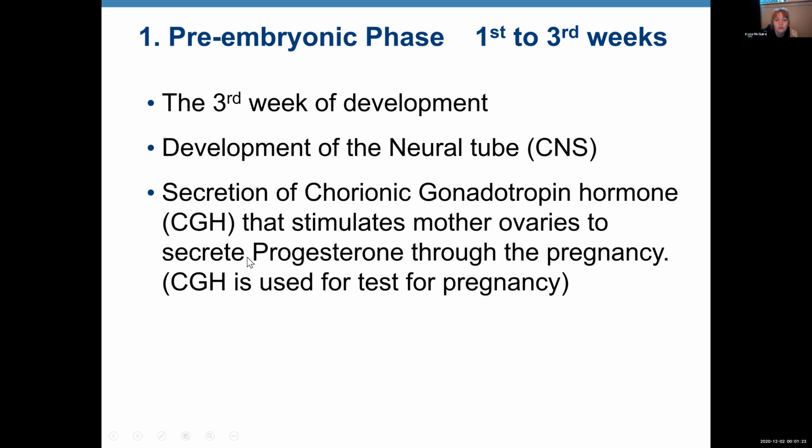Okay, on the third week of development, development of neural tube, secretion of chorionic gonadotropin hormone that stimulates mother ovaries to secrete progesterone through the pregnancy. And this chorionic gonadotropin hormone is used for test for pregnancy. Right, so that's the end of pre-embryonic phase, 3 weeks, and we have development of a neural cord, right, and secretion of the CGH, or chorion gonadotropin hormone.